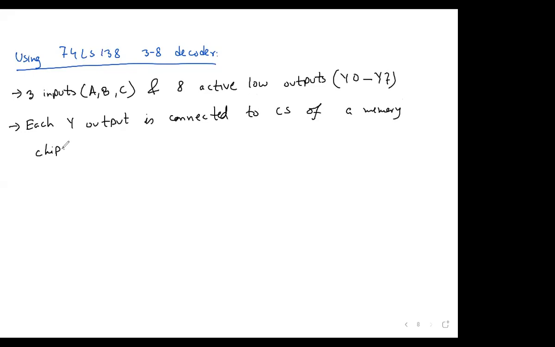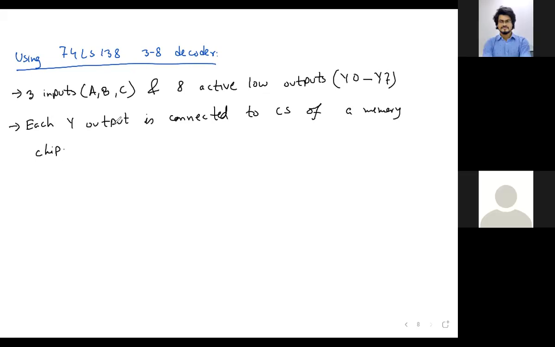Right, so I've just said a few things over here. This is a decoder, very obvious. This is known as a 3 to 8 decoder. That means we'll have 3 inputs, and we can have 8 active low outputs from Y0 to Y7. You'll see what is ABC and what is Y0 to Y7. And each Y output is connected to CS of a memory chip. That means you can connect up to 8 memory chips using this decoder. So you can select which memory chip you want to access and so on.